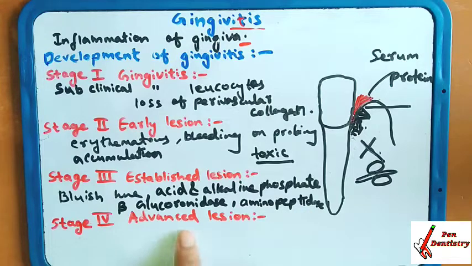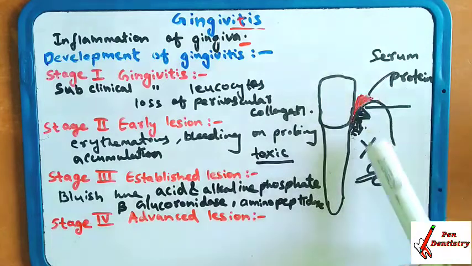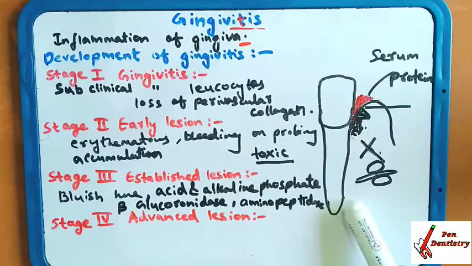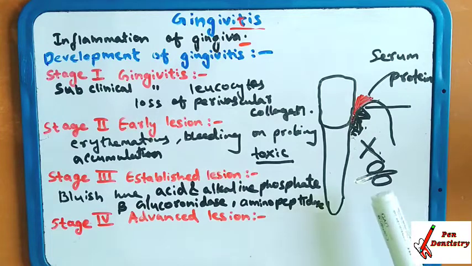In the last stage, that is the advanced stage, it is also known as periodontal destruction. You are seeing that here the collagen fibers are destroyed as you go to the further stages. So in the last stage there will be total loss, the periodontal destruction will be there. That's why the other name of the fourth phase is the periodontal destruction phase.